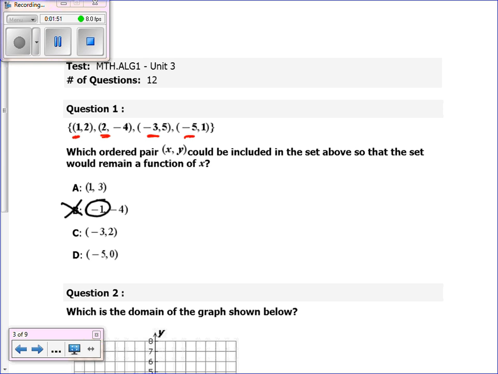So the answer, let's just verify, the answer is not choice A because you already have an x coordinate of 1. Answer cannot be choice C because you already had an x coordinate of -2. And your answer cannot be -5 because you already had an x coordinate of -5. So therefore our answer for number 1 is B. Now moving on to number 2.